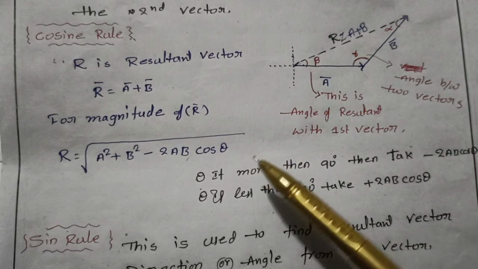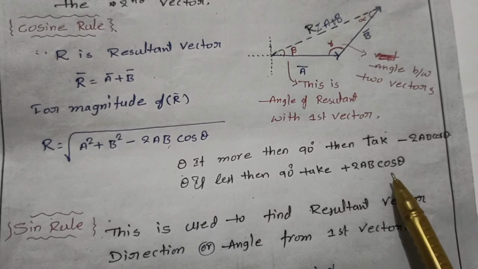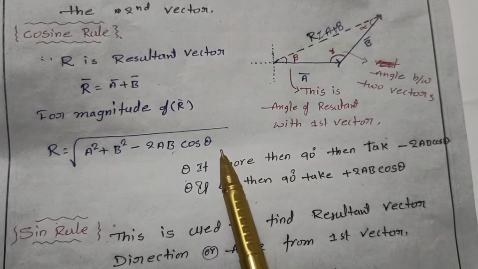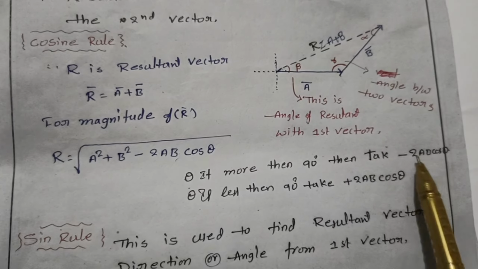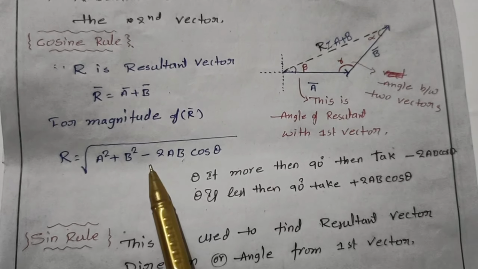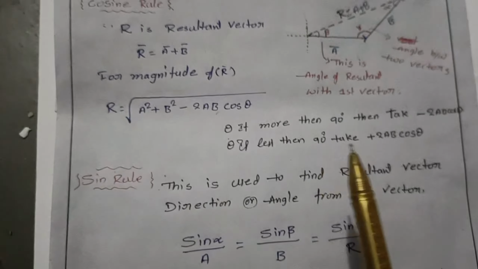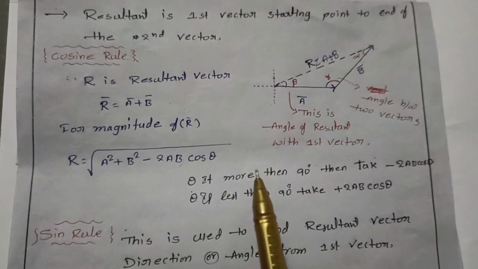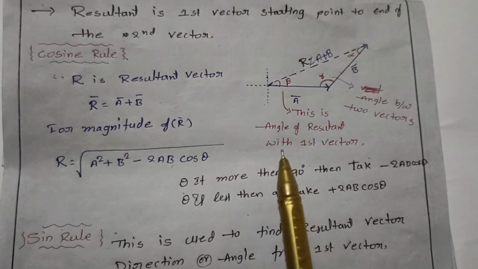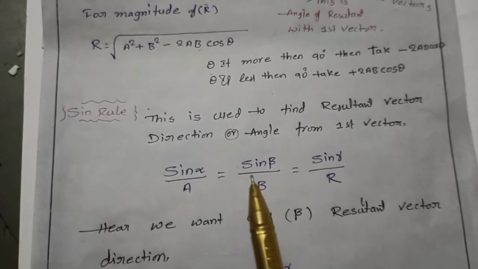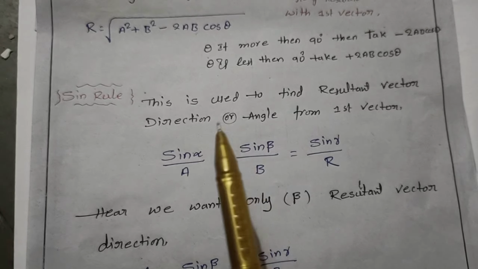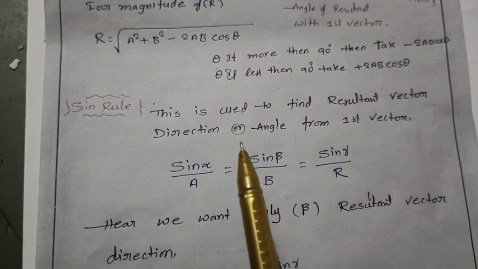Here some confusion is there: minus 2AB cos theta or plus 2AB cos theta. Very simple. If the angle between two vectors is less than 90 degrees, that should be a positive 2AB cos theta. If the angle is more than 90 degrees, then that should be a negative 2AB cos theta. This is very important.